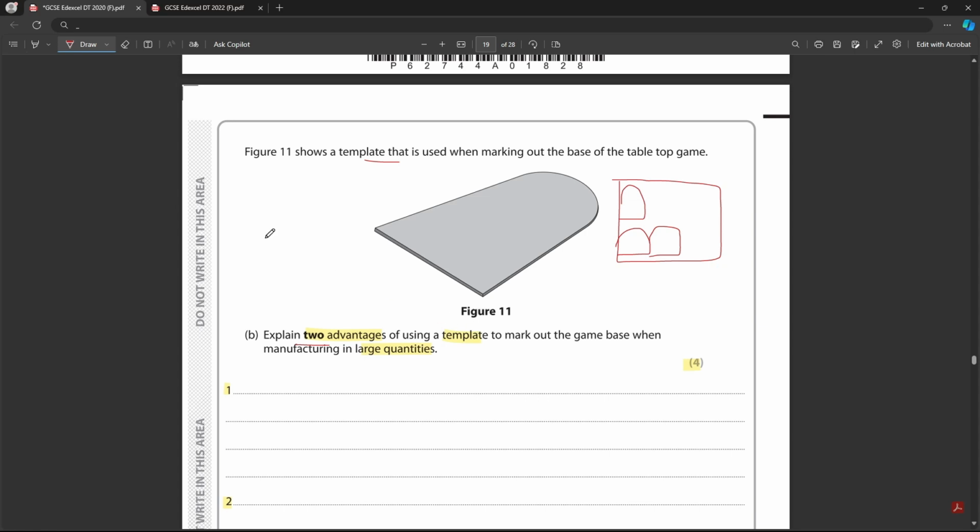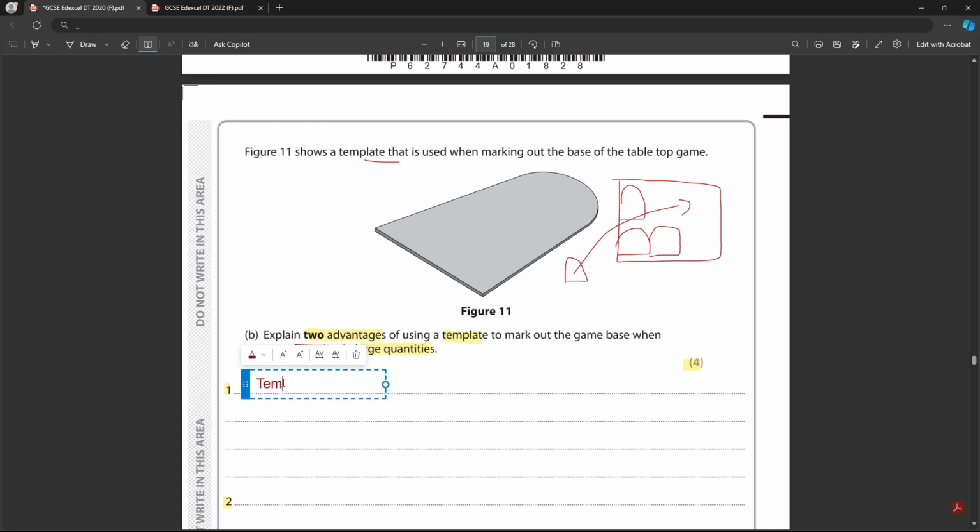So using a template, one advantage of using a template is it saves time. You can make the template once, make the shape once, and then just draw out, copying from the same shape. Or with a router, for example, you can attach the template piece. If you have an already cut out template, you can attach that onto your sheet and then just router around it without having to get a pencil and draw again from scratch each time. So one advantage I'm going to say is it saves time.